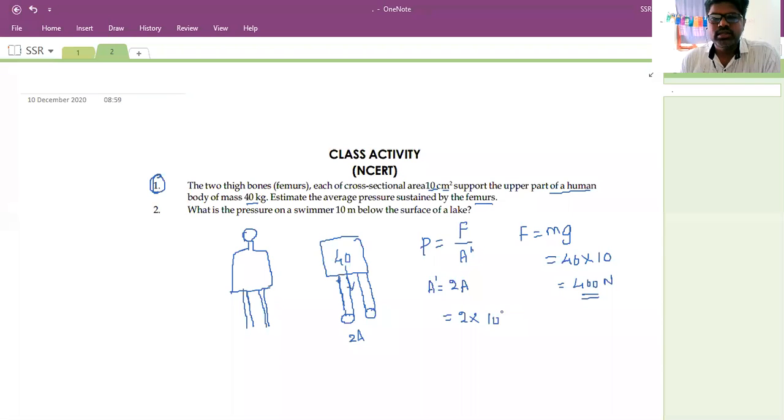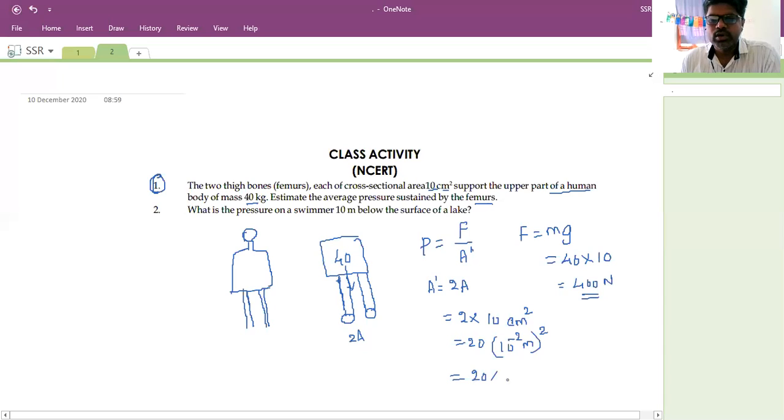So each area is 10 centimeters square. You can convert to meter square. So 2 into 10, 20 centimeters square, and 1 centimeter is 10 power of minus 2 meter, so 10 power of minus 2 meter square. Then 20 into 10 power of minus 4 meter square. Then you can write now P is equal to F by A dash, F is 400 by A dash, 20 into 10 power of minus 4.